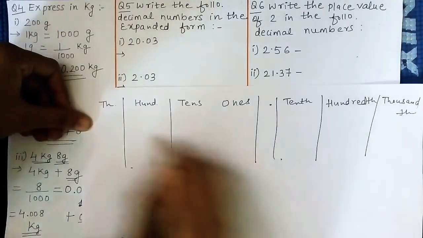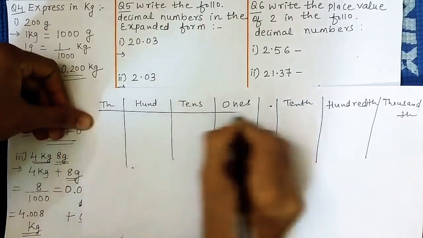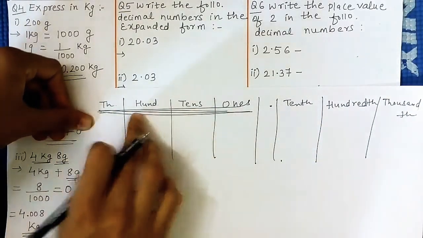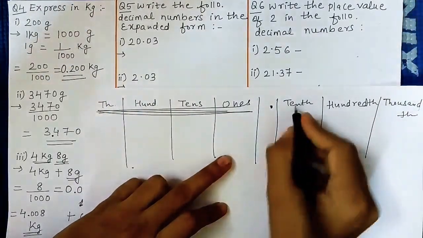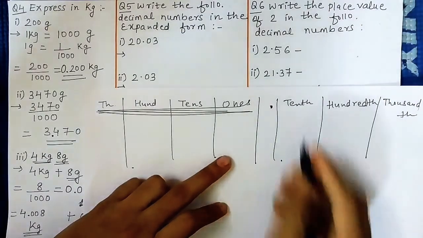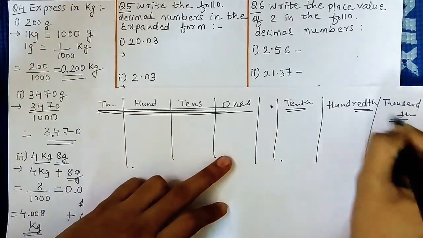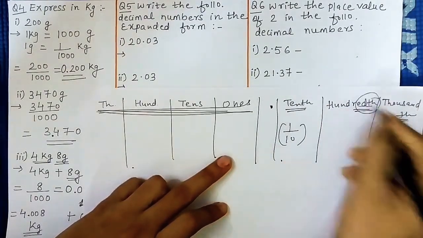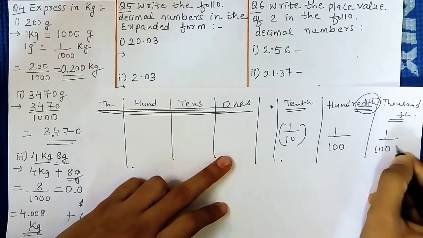Okay, so first ones, tens, hundred and thousand. So this part is as it is: ones, tens, hundred, thousand, and here the decimal point, and after the point, that side, we write it as tenth, then hundredth, and then thousandth. Tenth means 1 upon 10, hundredth means 1 upon 100, and thousandth means 1 upon 1000.